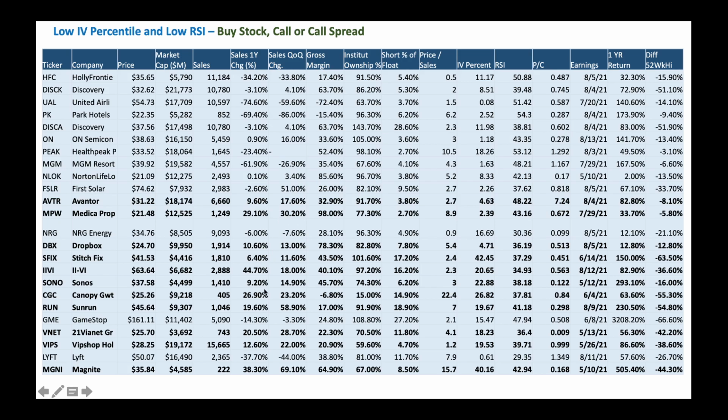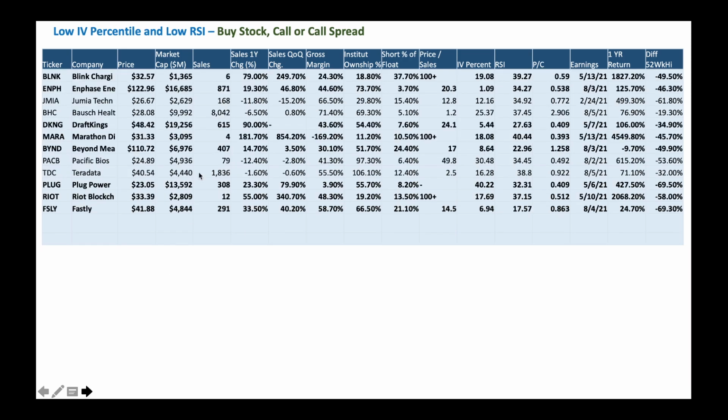Primarily I will look at those, and you can also look at other companies like On Semiconductor, and even beaten down stocks like Park Hotels or UAL. Those are all the good ones. And even First Solar, as you can see here, Norton LifeLock, I love those stocks also. So that's the second strategy, which is low IV percentile and low RSI. And I've got one more page of the second strategy.